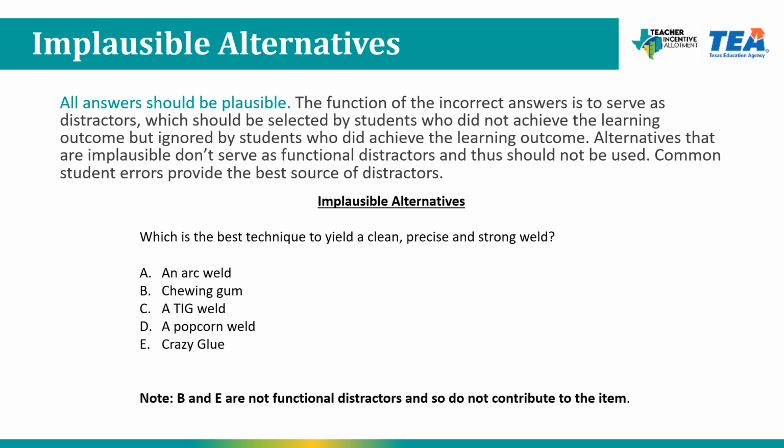Consider a welding course question seeking the best technique for a clean, precise, and strong weld. The options provided are arc weld, chewing gum, TIG weld, popcorn weld, and crazy glue. Chewing gum and crazy glue, while seemingly humorous, aren't credible welding materials. They lack credibility, and they allow students to discard these choices quickly. The issue lies in these non-plausible options. They don't effectively challenge or test a student's understanding.